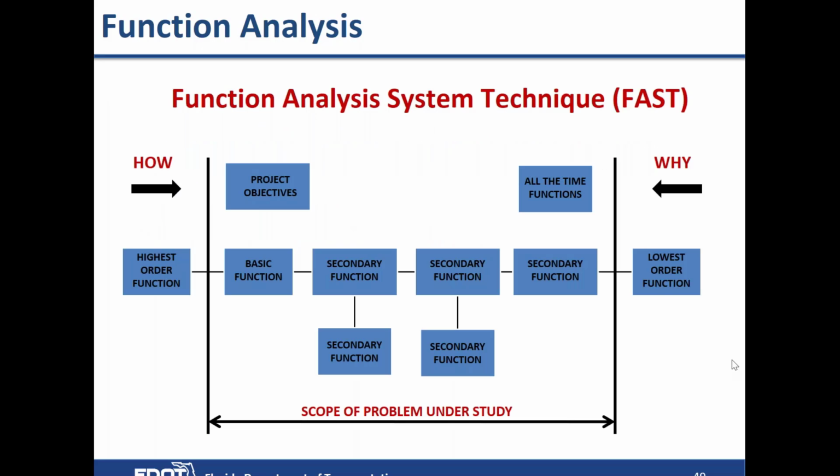Another technique that's used along with functional analysis that many of our facilitators will use is called function analysis system technique, also known as fast diagramming. And as you can see from the diagram, there's two scope lines, one to the left, one to the right. The project or the scope of the problem under study is in between those scope lines, and you'll see that the basic function is just to the right of the left scope line.